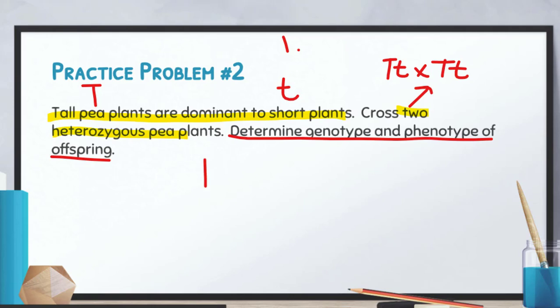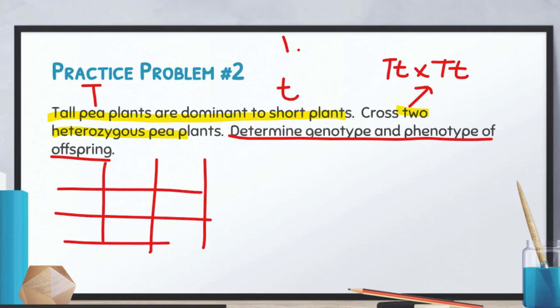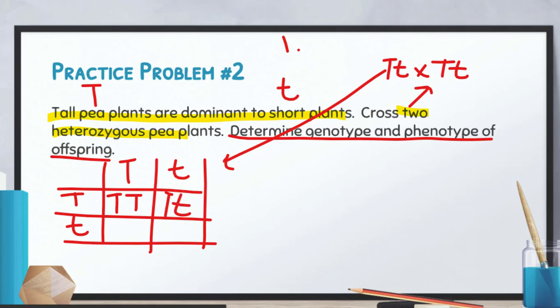So again, we're going to do the same rules as last time, except we're going to take each of these and put them in the boxes. So big T, little t, big T, little t. Now again, we recombine them back together. If there's a big letter, always make sure you write it before your little letter. Okay, so we're going to determine the genotype and phenotype of our offspring again.